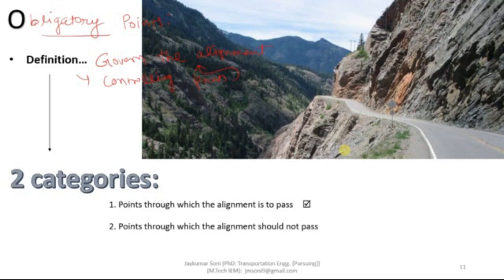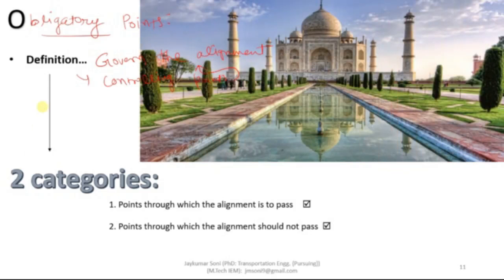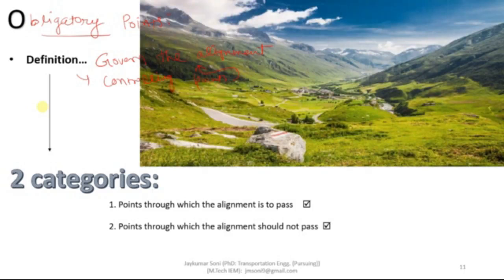So it includes categories and places like religious places such as it should not pass from mosque, temples, church, grave, tomb, etc. The highway should not pass from places like religious places. It should not pass from lakes or ponds or any kind of monument places and valley, etc. So this is how the obligatory points can be understood.